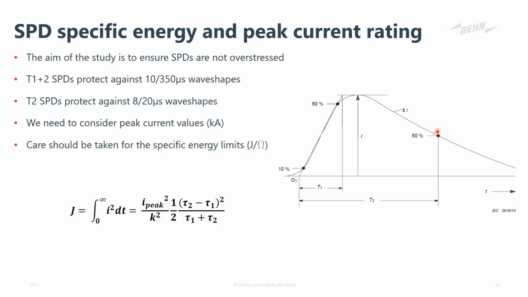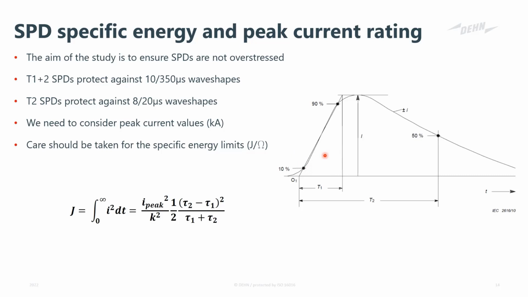Type 1 and type 1 plus 2 SPDs will protect against direct lightning strikes from the 10 by 350 microsecond wave shapes, but type 2 SPDs can only protect against 8 by 20 microsecond wave shapes. The reason for that is something known as specific energy.